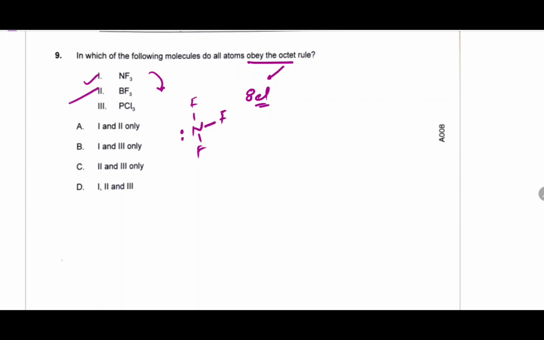Yes. BF3 is an electron deficient compound. It has only 6 electrons in the outermost shell, hence it does not obey the octet rule. PCl3, again phosphorus has 5 electrons in the outermost shell and it is bonded to 3 chlorine atoms, forming 3 covalent bonds, total 8 electrons in the outermost shell, hence it also follows the octet rule. It means answer is 1 and 3, which obey the octet rule. 1 and 3 only is B. Answer B. 9th question is answer B.